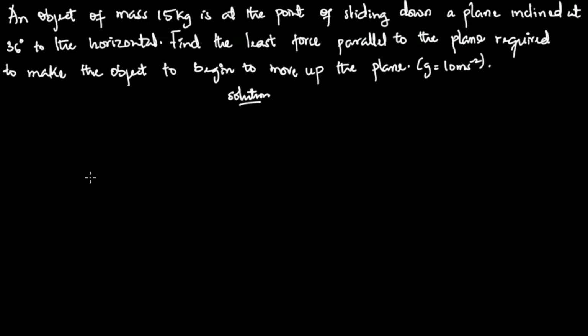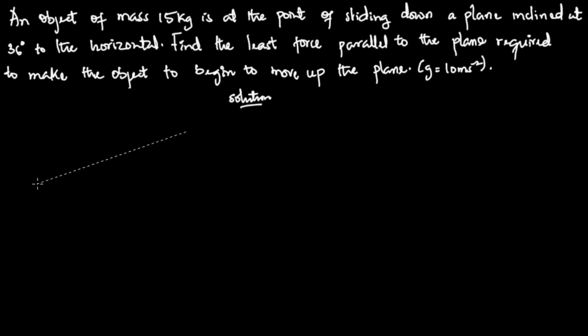Now the question says an object of mass 15 kg is at the point of sliding down a plane inclined at 36 degrees to the horizontal. So let's draw our plane. Our plane is inclined at an angle to the horizontal. We have angle 36 degrees.